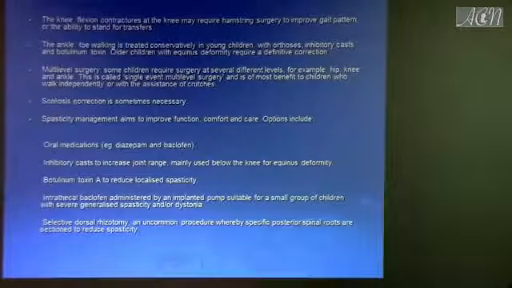Scoliosis, sometimes you need to do surgery for them. I usually refer them to an orthopedic surgeon who knows how to deal with scoliosis. Spasticity, we already talked about it. And just to highlight that, in addition to the oral medication or the botulinum toxin, baclofen pump, selective dorsal rhizotomy can be done.